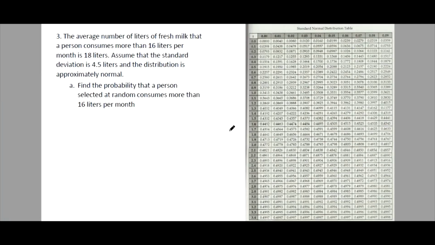Next, the average number of liters of fresh milk that a person consumes per month is 18 liters. Assuming that the standard deviation is 4.5 and the distribution is approximately normal, find the probability that a person selected at random consumes more than 16 liters per month. Now, take note, in this problem, it does not talk about the mean or the sample mean. Okay, so we'll just use the ordinary or the first part of our z-score, normal distribution.